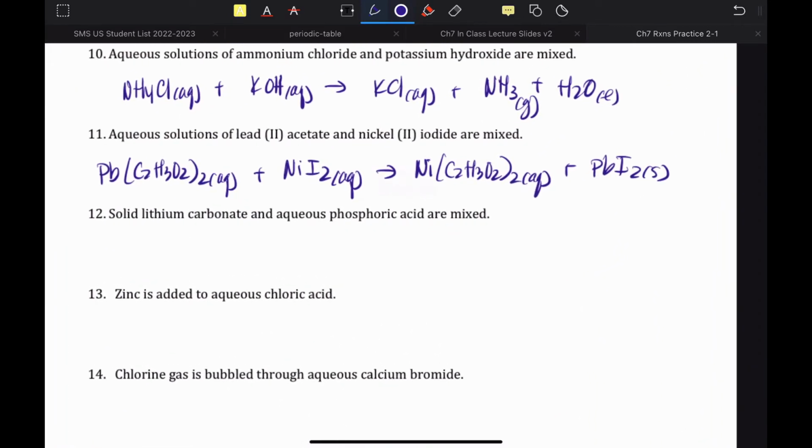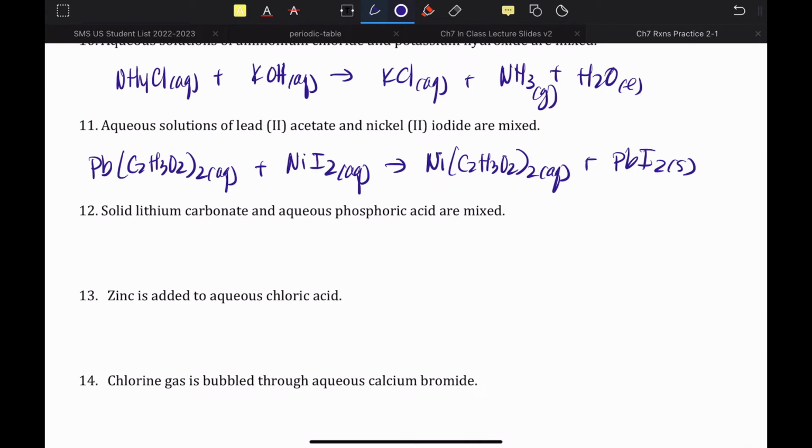So make sure you know those few exceptions, which is why we know it should be a solid for its state. Next up, we have lithium carbonate, solid, is added to aqueous phosphoric acid. So we have a carbonate plus an acid.